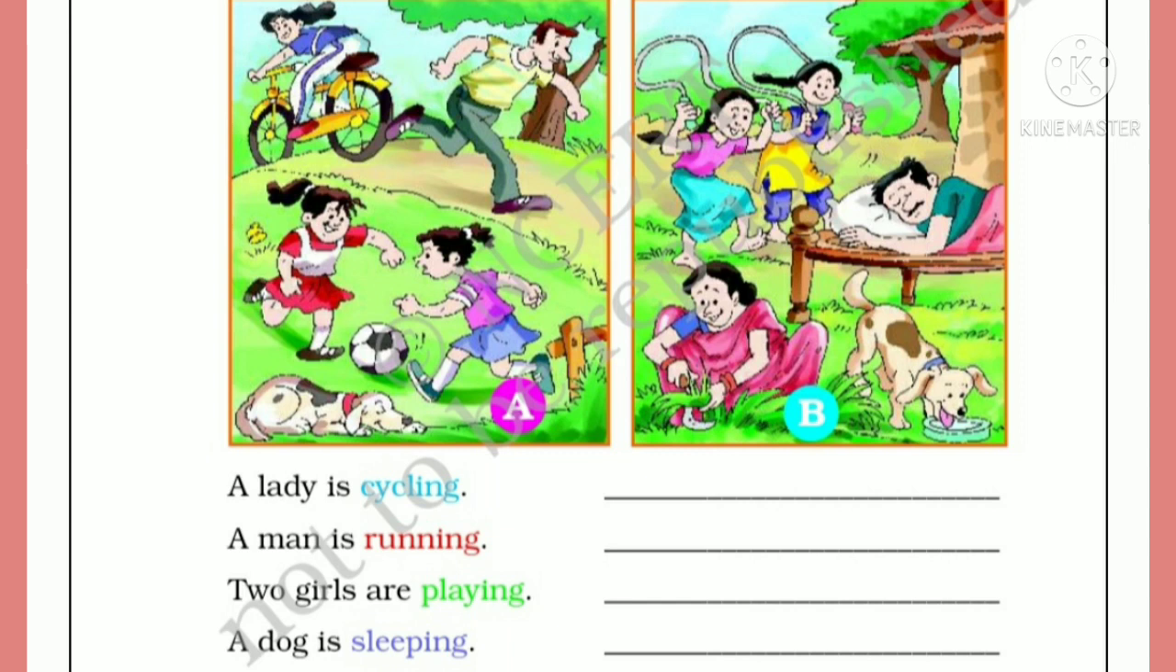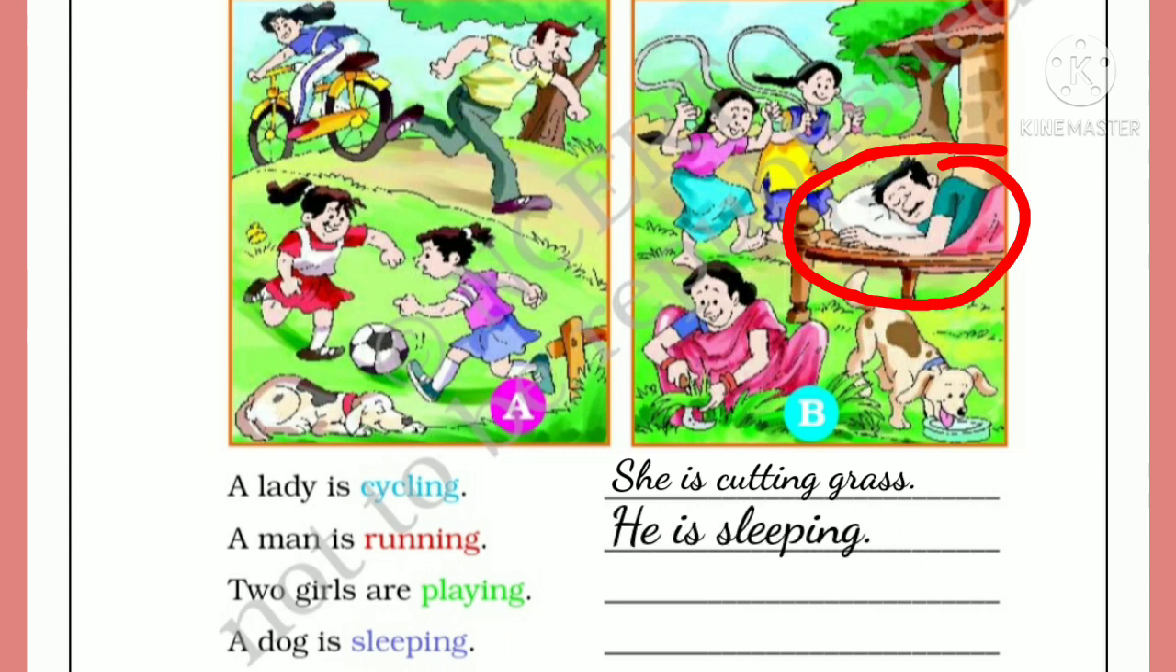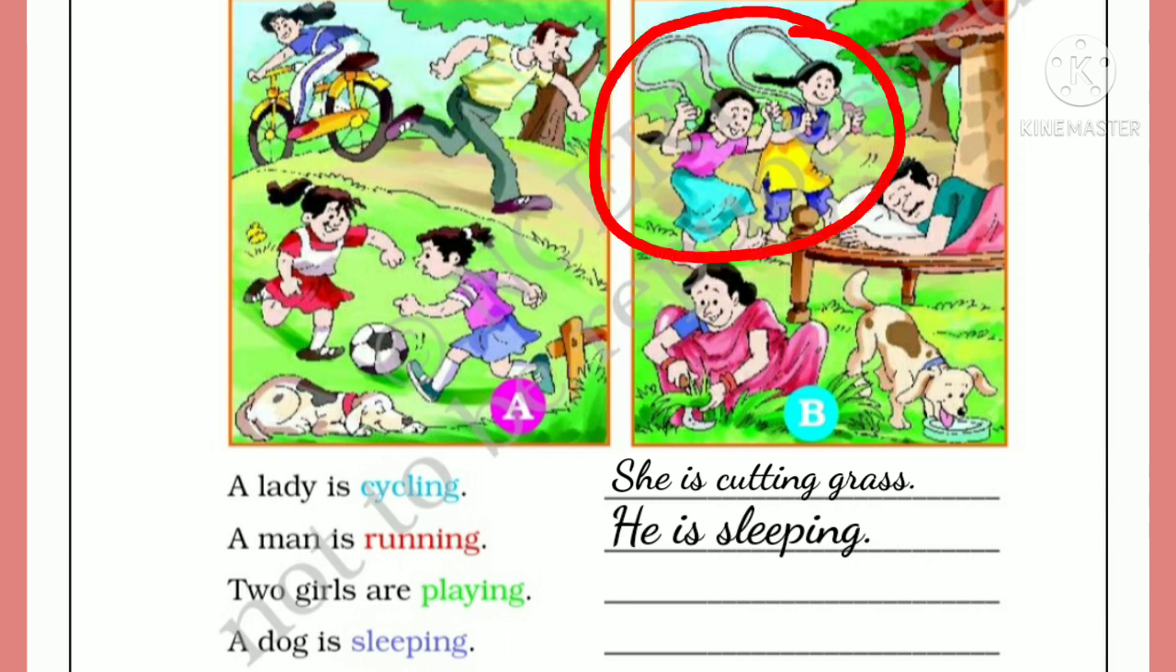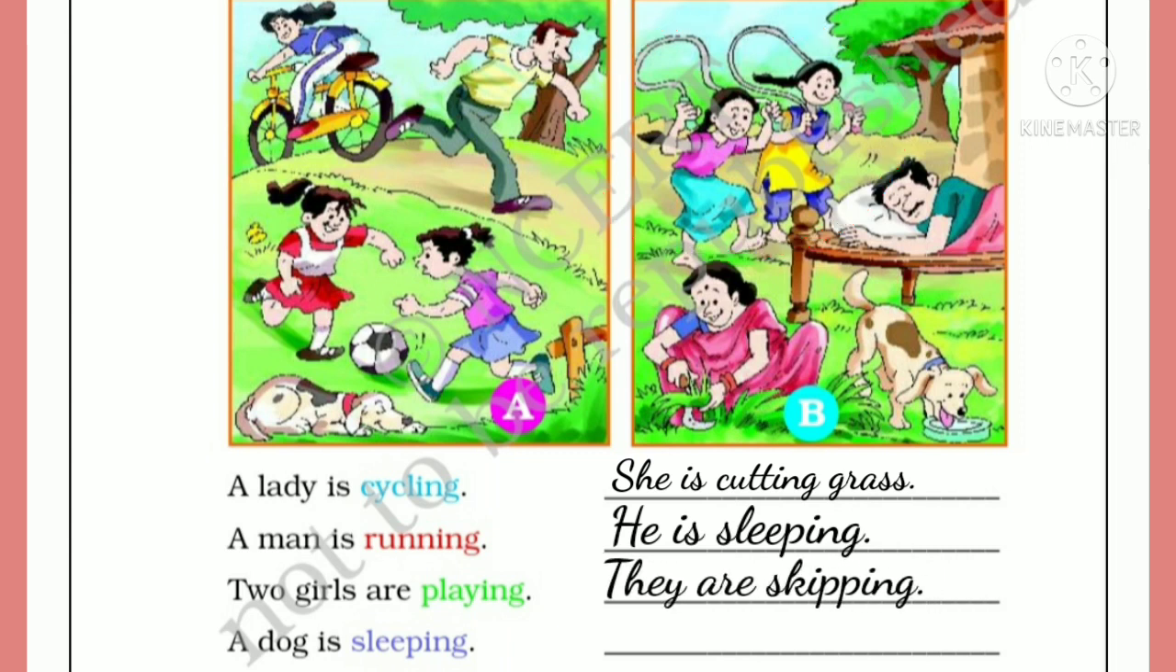Now look at the picture B. What a lady is doing? A lady is cutting grass. So you will write down, she is cutting grass. What a man is doing? A man is sleeping. So you will write down, he is sleeping. What two girls are doing? Two girls are skipping. So you will write down, they are skipping. What dog is doing? A dog is drinking water. So you will write down, it is drinking water.